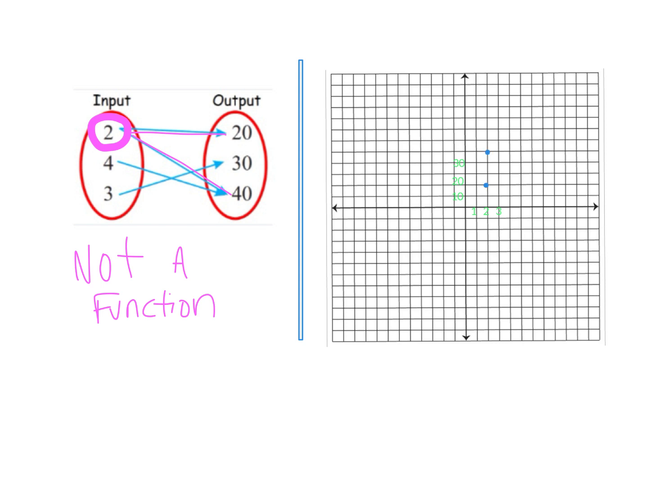Over 4, up 40 would be here, and over 3, up 30 would be here. And then if I tried that vertical line test, when I brought this line over, you can see when I get to the value of 2, 2 points are on that line. So it does not pass the vertical line test. So it's not a function.